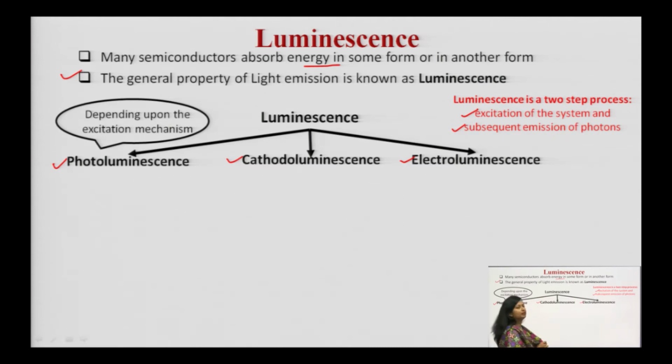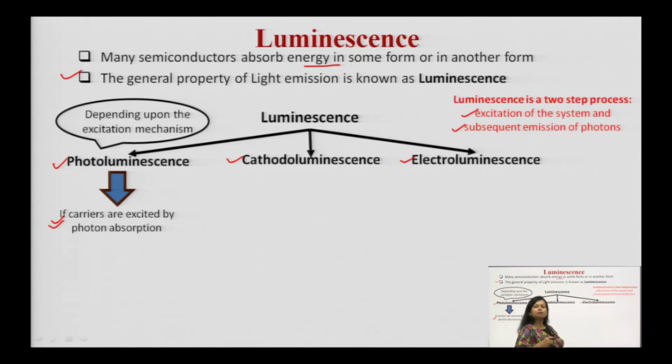What is photoluminescence? Photoluminescence is when the carriers are excited by photon absorption. If photon energy is imparted to a semiconductor, that energy is absorbed and the carriers are excited. As I have discussed in one case, the carriers are excited and move from the valence band to the conduction band. So, in that particular case, when the carriers are excited by photon absorption, then the type of luminescence is known as photoluminescence.